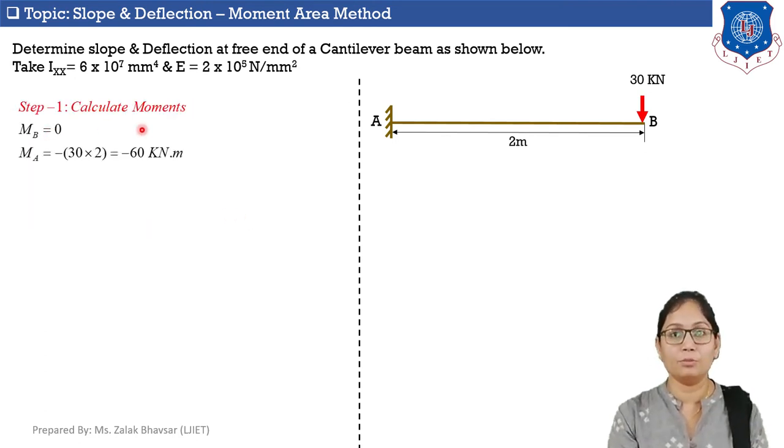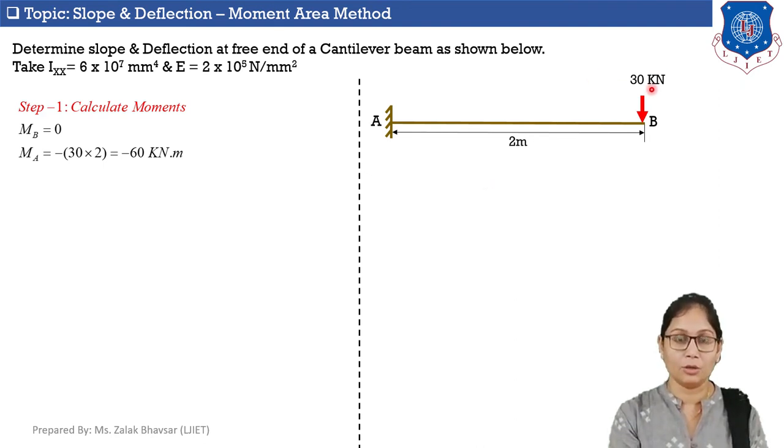Here we will calculate moment at point B and at point A. We know that moment at the free end of a cantilever beam is always 0. So moment at B will be 0. Now let's calculate moment at point A. Here we are calculating moment from the left hand side. So while calculating moment from the left hand side, we will consider all clockwise moments as negative and all anti-clockwise moments as positive.